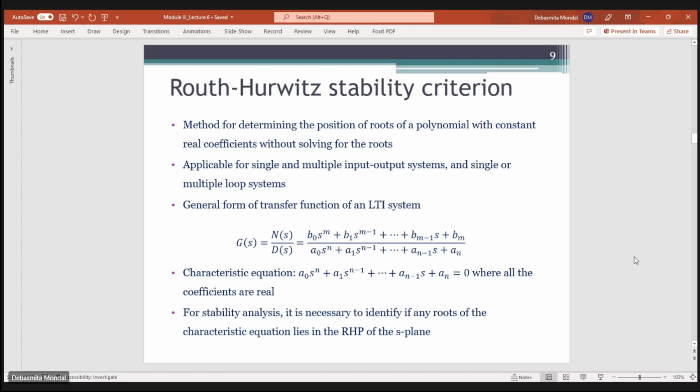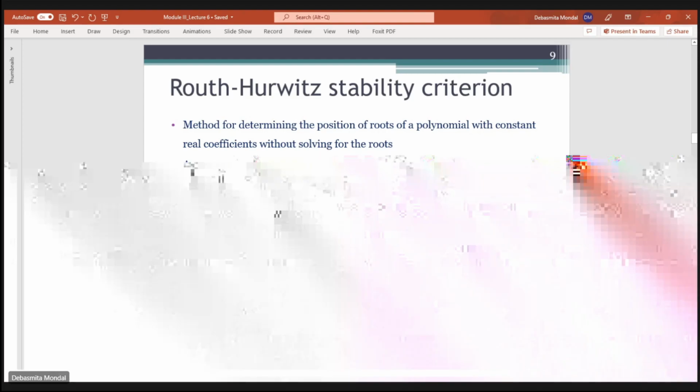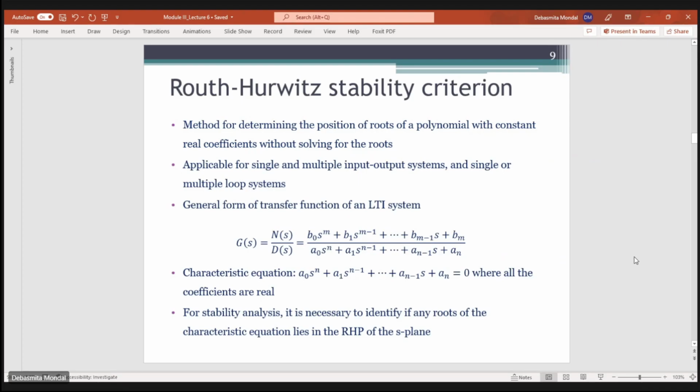So the advantage of using the Routh-Hurwitz criteria is, first of all, it is applicable for both single and multiple input, multiple output systems. It can be used if you have a single loop system or a multiple loop system. And the best part about this criteria is that, suppose you are given a system of a very high order, obviously solving a very high order equation becomes a little tedious.